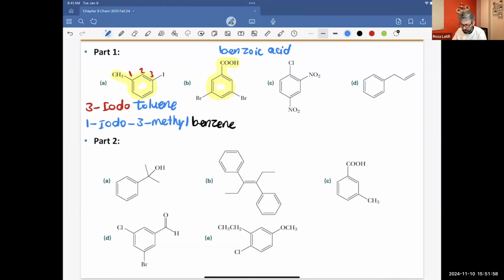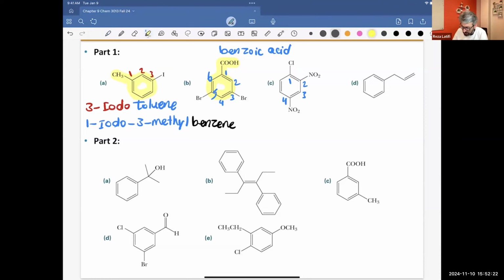And next one, I don't have any functional group, so I will simply label them. For the first one, I say here 1, 2, 3, 4, 5, and 6. So on 3 and 5 you have bromos, and here we don't have any specific thing, so I go 1, 2, 3, and 4. Okay, now how about the next one?